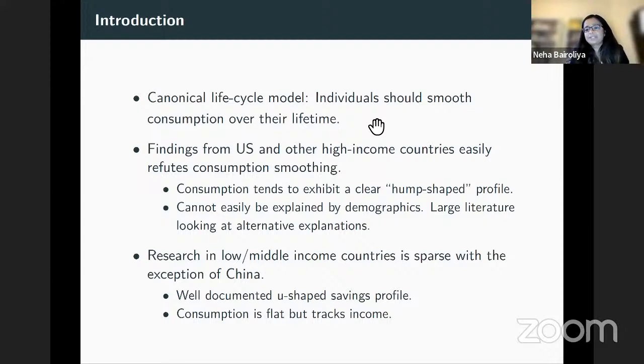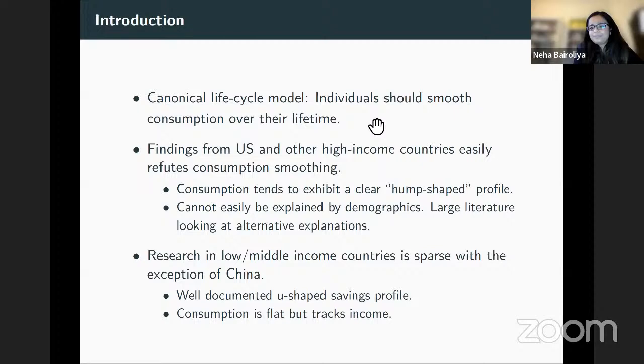But like I said, most of this is concentrated in the US and other high-income countries. And there's a real paucity of research on low and middle-income countries trying to look at consumption smoothing behavior. The exception is China. So there is this inverted U-shaped savings profile in China, which is well documented. More recently, there was a paper on Malawi, which looks at the consumption profile. And what they find is that for very poor countries, consumption is flat, but not because of smoothing behavior, but because it tracks income.